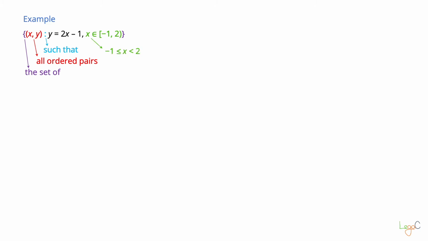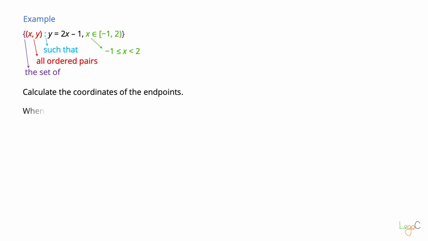In this example, the domain is going to be restricted. So the set of all ordered pairs such that y equals 2x minus 1, where x is between -1 and 2. Notice, because we have a square bracket, we have the symbol less than or equal to on the left-hand side, and on the right-hand side we have a round bracket, which means we have the symbol less than. We are going to calculate the coordinates of the endpoints.